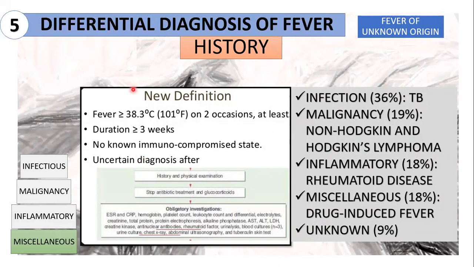Presented here is the criteria for diagnosis, and the most commonly associated cause of fever of unknown origin is infection, TB, okay? Followed by malignancy caused by non-Hodgkin or Hodgkin's lymphoma, and then inflammatory etiology, the rheumatoid disease, miscellaneous drug-induced fever, and there's still a fraction of patients with an unknown etiology, 9%.